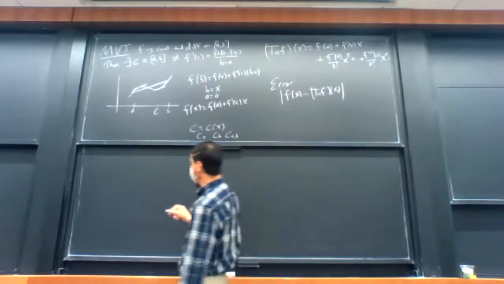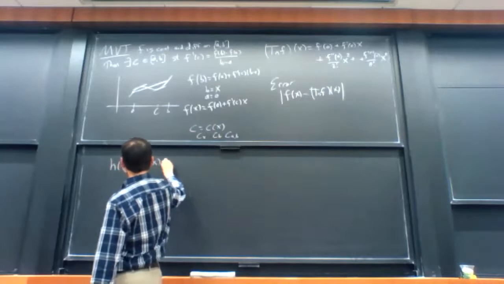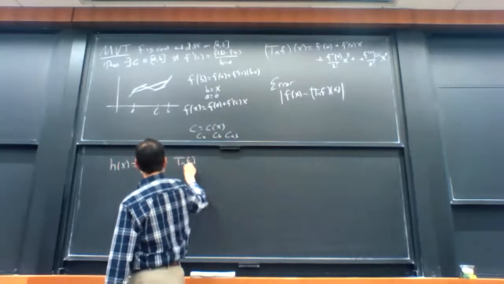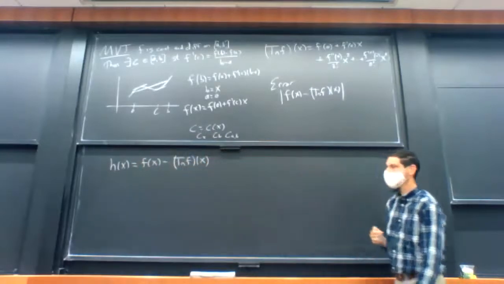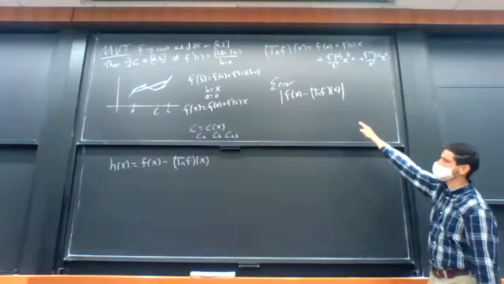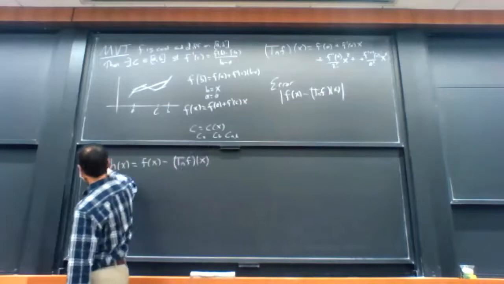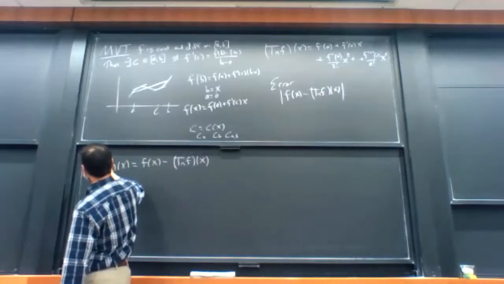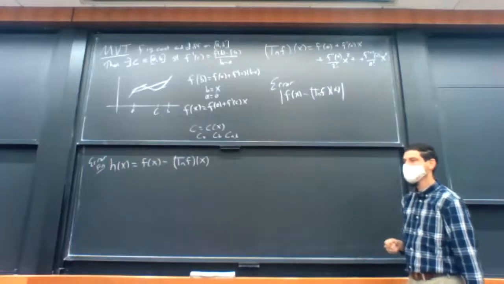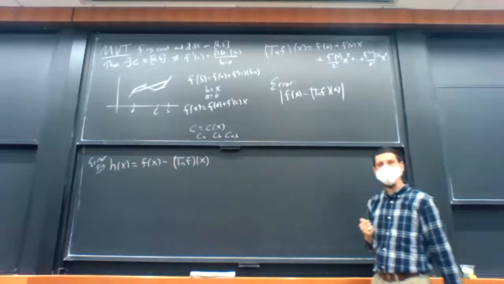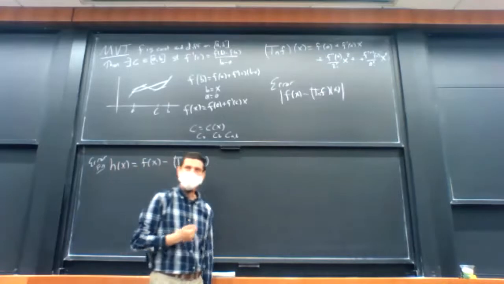Okay, so let h of x equal f of x minus the nth Taylor series at x. Well, that's essentially the error. This is the error function. And we want to estimate how large h of x is. I claim there's one value of x where it should be very easy to evaluate the size of h of x. Anybody know what that one value of x would be?